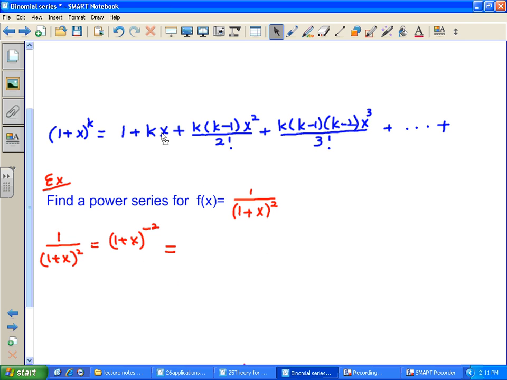So this was the binomial series. It works for any k as long as x is between -1 and 1. It doesn't have to be a whole number. It can be negative. It can be a fractional number. That's the beauty of this expansion. So in this case, k is -2. So can you write the first few terms, assuming that k is equal to -2?